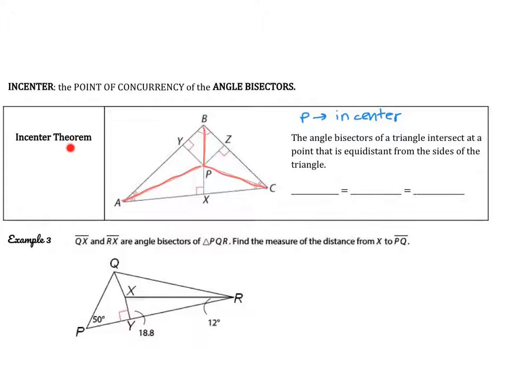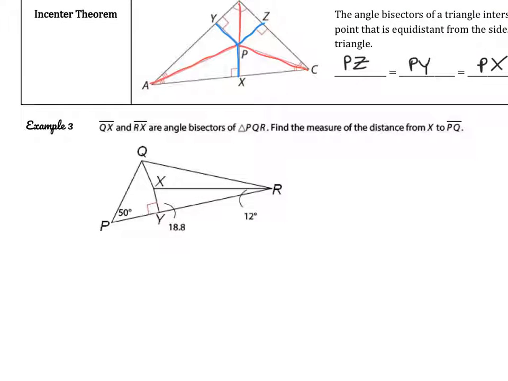So the incenter theorem tells us that the angle bisectors of a triangle intersect at a point, which in this case is our incenter, point P, that is equidistant from the sides of a triangle. So we know that the incenter is equidistant from the sides. And remember, that's always going to be that perpendicular distance. So we know that PZ is equal to PY, which is also equal to PX. And again, we can state this because we know that point P is the incenter, where our three angle bisectors are intersecting. So let's look at example 3.